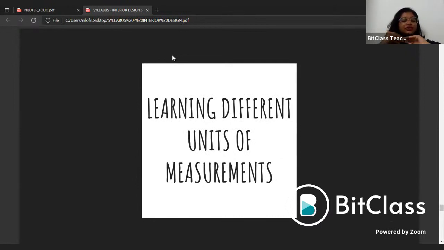Next one is learning different units of measurements. As designers, we deal with so many different units of measurements, for example feet, inches, meters, millimeters, centimeters. All these things we deal with on a daily basis. So for starting your career in this particular field, you must know the conversion between all these different units.